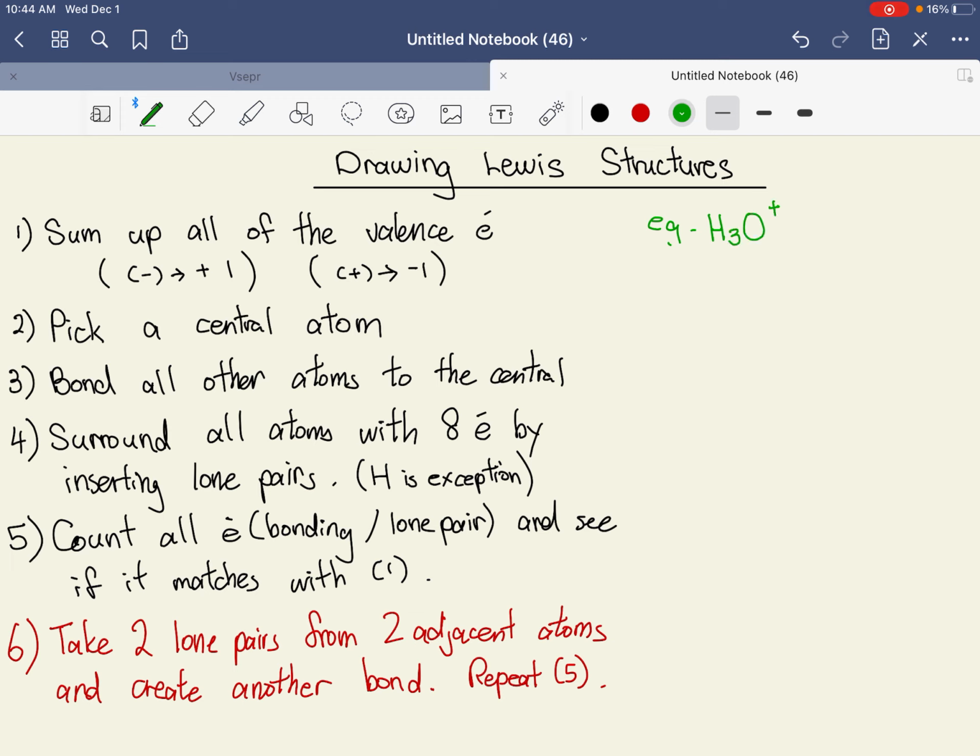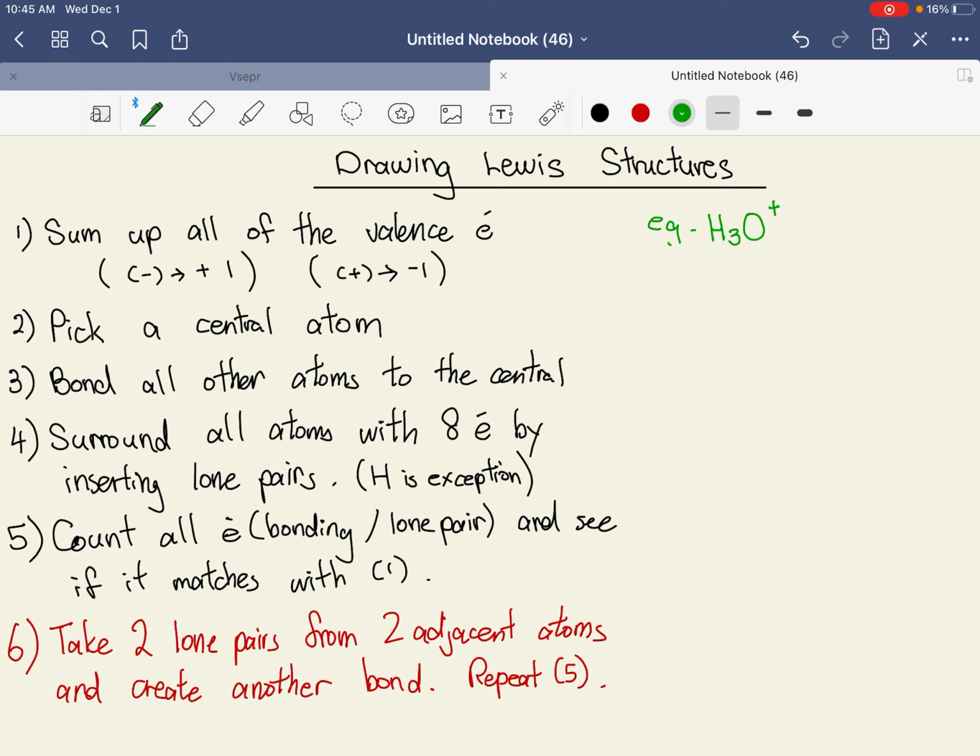H3O plus. This guy is called hydronium. This is a molecule that lowers what we call pH, giving acidity to a solution. I'm sure you've heard of acid before, but this is, of course, what contributes to acidity. All right, let's do that because this is the first polyatomic ion.